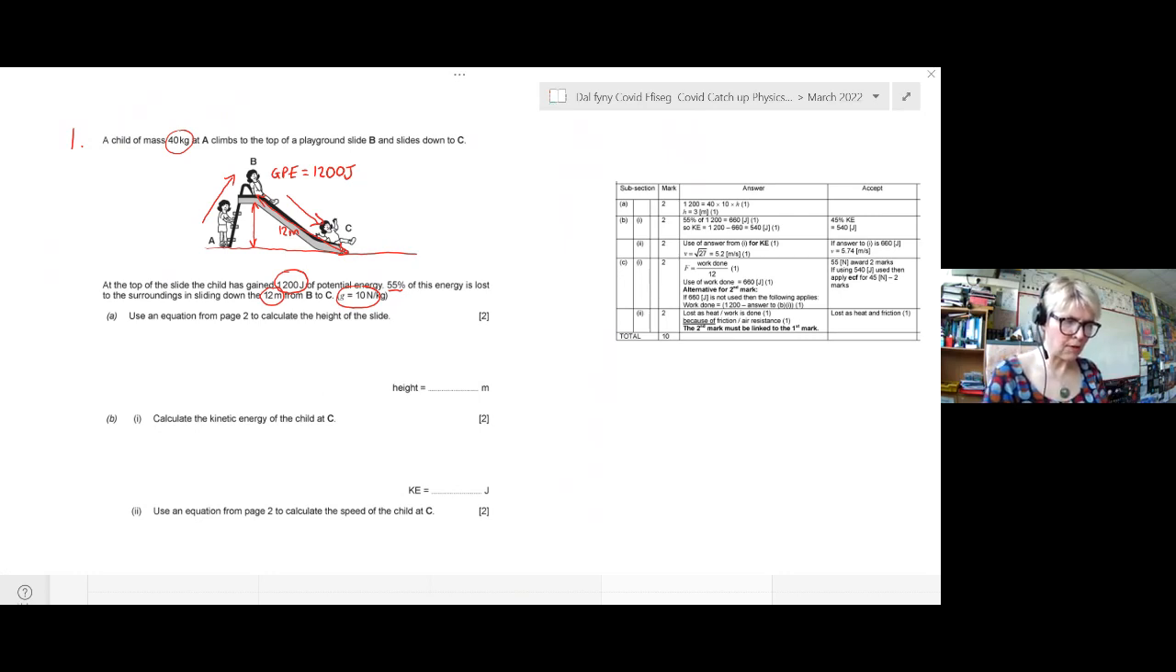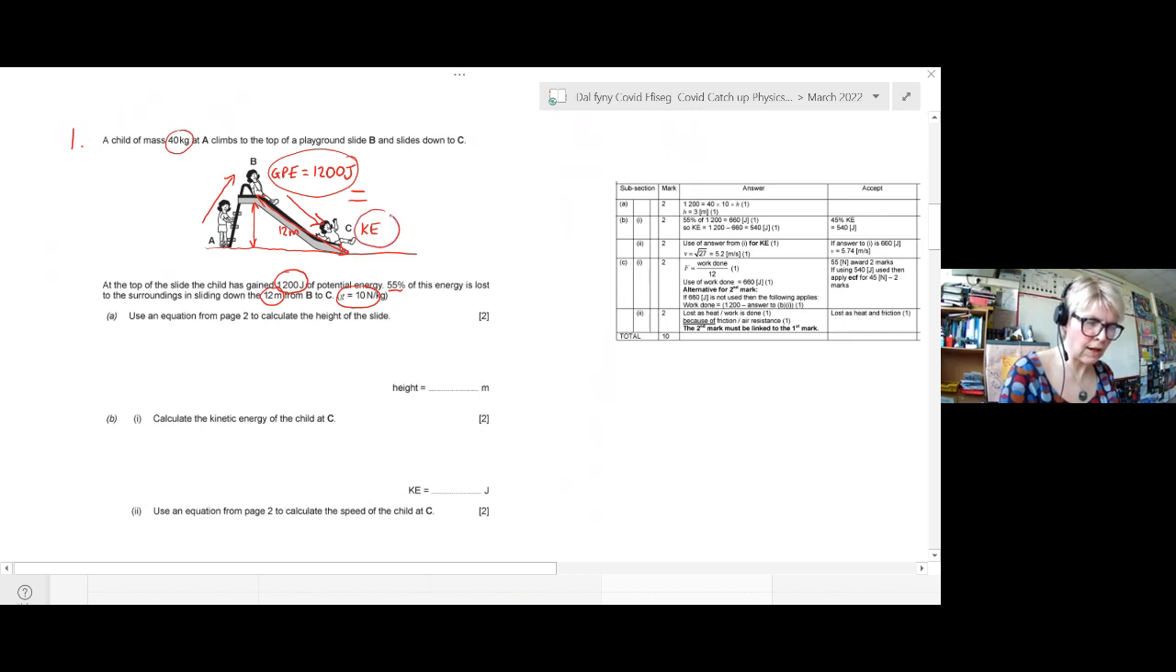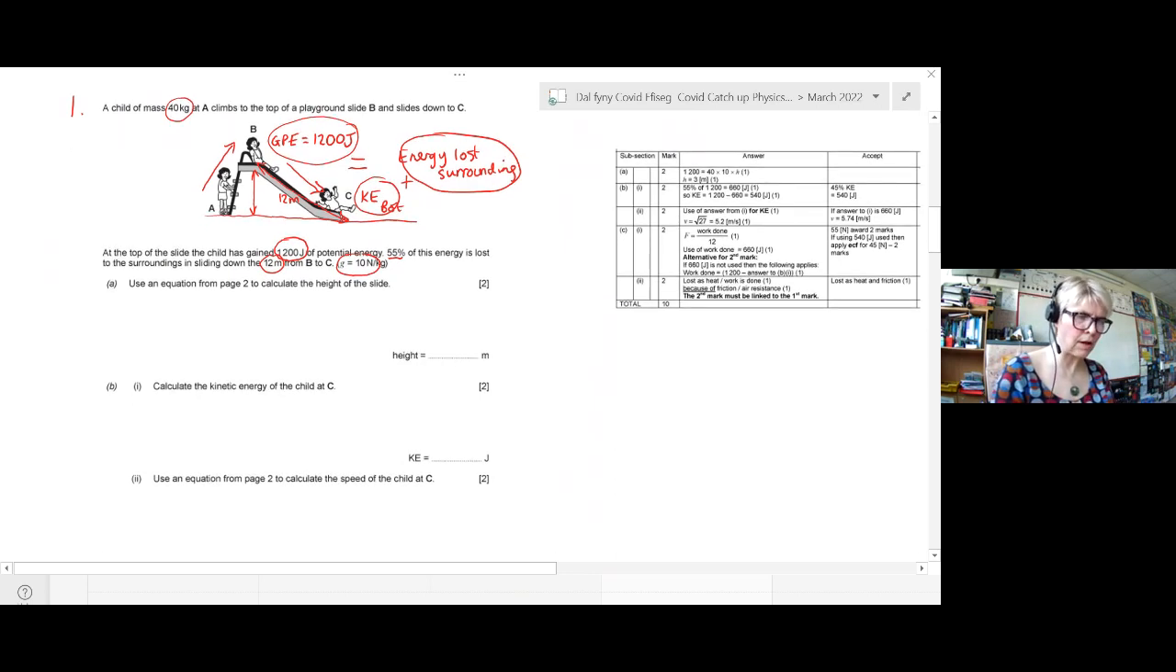Okay, so this person has got gravitational potential energy at the top, and will have kinetic energy at the bottom. And you've been told that energy is being lost to the surroundings. So all of that gravitational potential energy at the start is converted into kinetic energy at the bottom plus energy lost to the surroundings. And I think once you've got in your head what is happening in terms of energy conservation, you can relate one part of the energy to another.